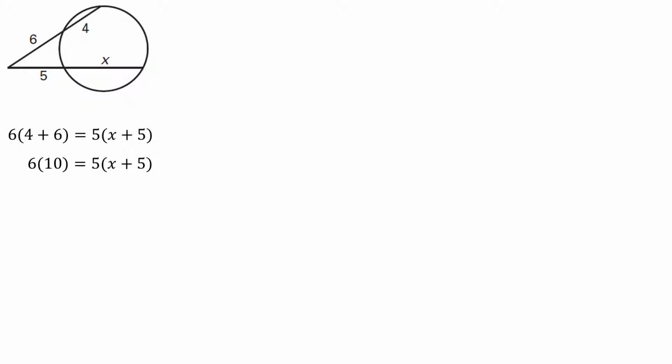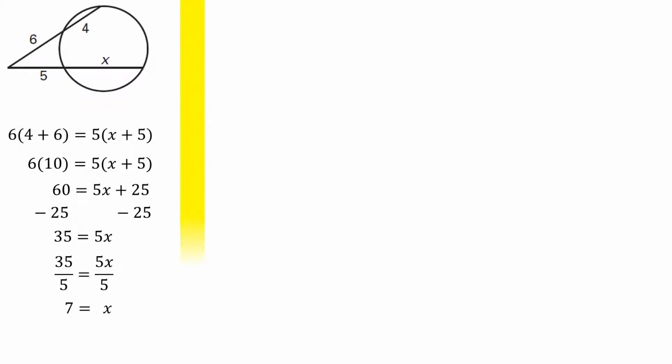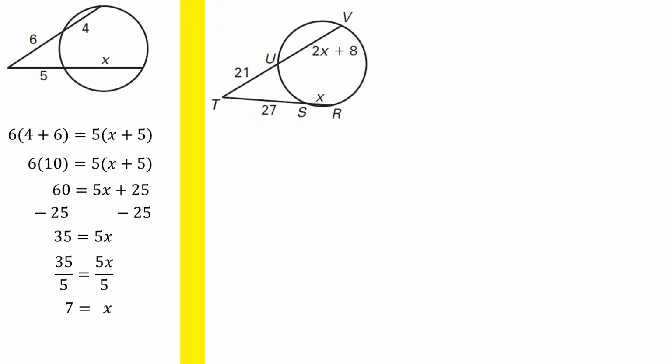Well, I can simplify the 4 plus 6 to get 10. Of course, 6 times 10 is 60. I use the distributive property on the right-hand side. Okay, the 25 does not have an x with it, so let's subtract 25 from each side. Now every term with an x is on one side, every term without an x is on the other. Of course, I don't want the value of 5x, so let's divide by 5. And we find that x has a value of 7.